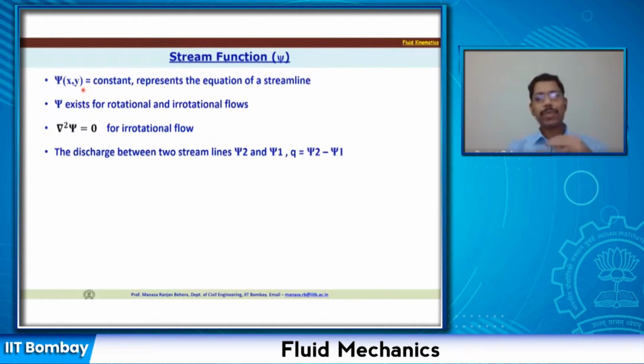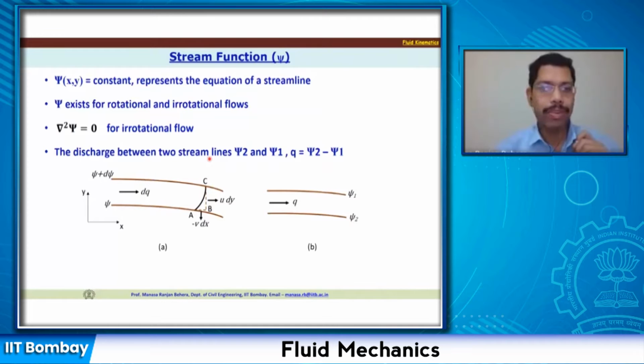Okay, so I have, let us say, the psi function for streamline 1 and for 2. If I evaluate what the values are, then I find out the difference. That difference gives me the discharge between these two streamlines. Let us try to understand that with a simple figure. So I have psi 1 and psi 2. Let me say this is another figure where I have psi and another line with an elemental difference, which is psi plus del psi.